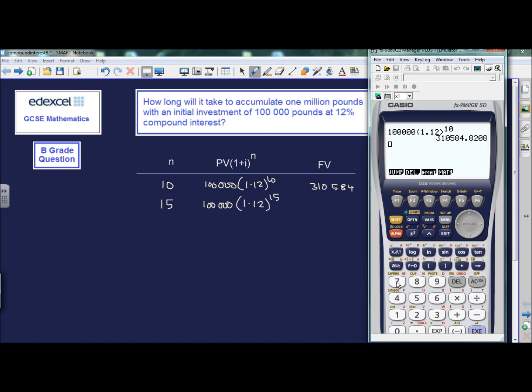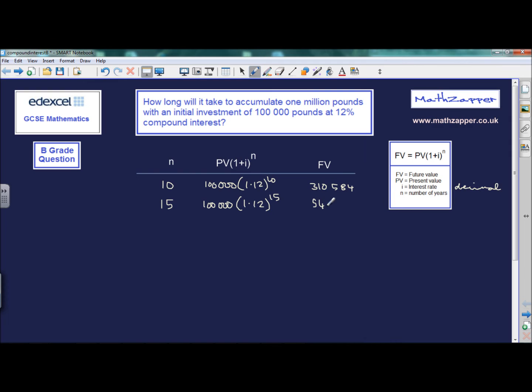We always need a calculator for this type of question, however. So 100,000 multiplied by 1.12, raised to the power 15, gives us a return of £547,356. Okay, so we're getting there, but we're still short of £1 million.